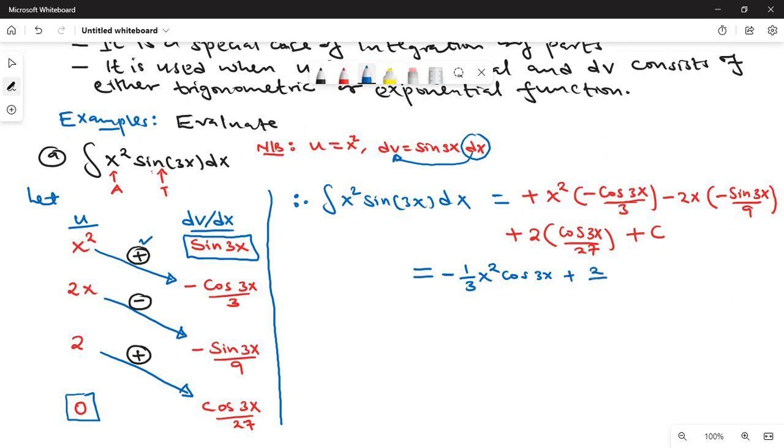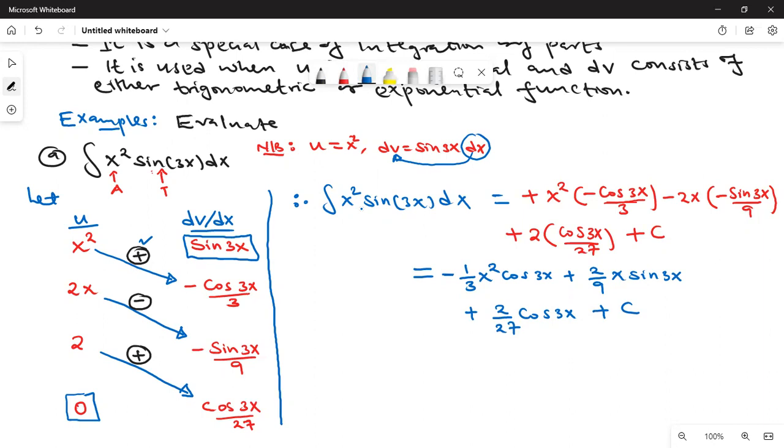plus 2 over 9 x sine 3x, and then I can see plus 2 over 27 cosine of 3x plus a constant c. C is a constant of integration. You see the way this is very simple.